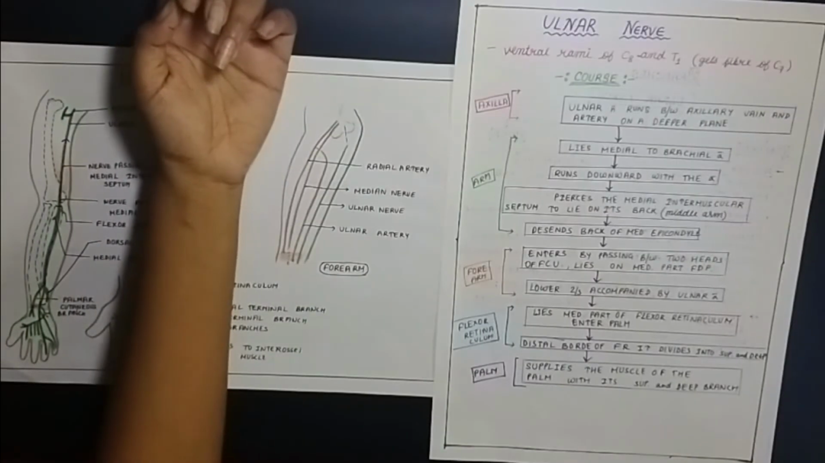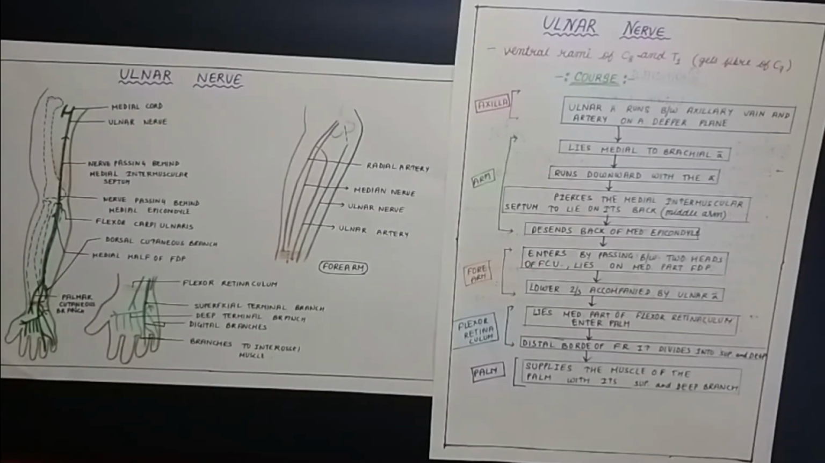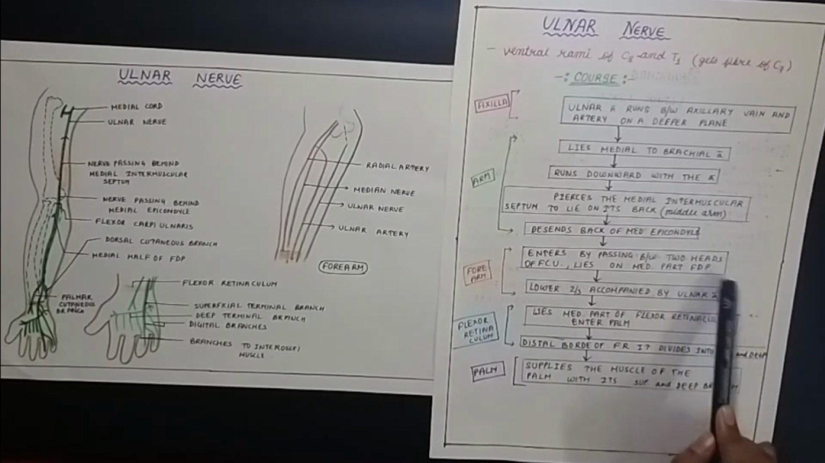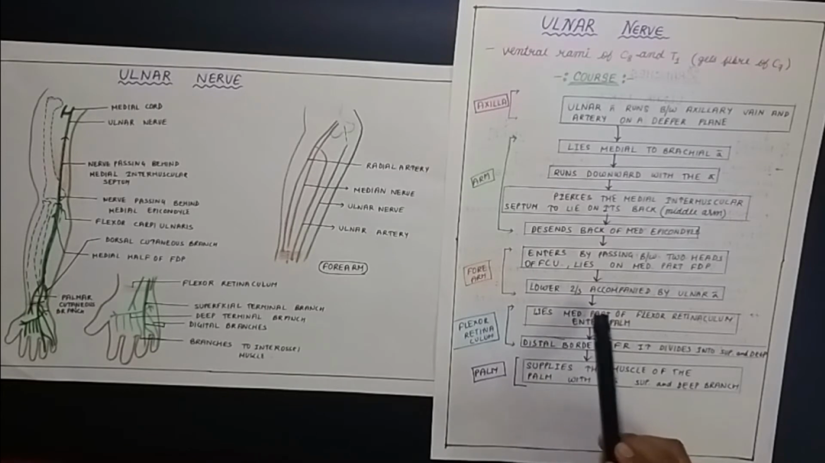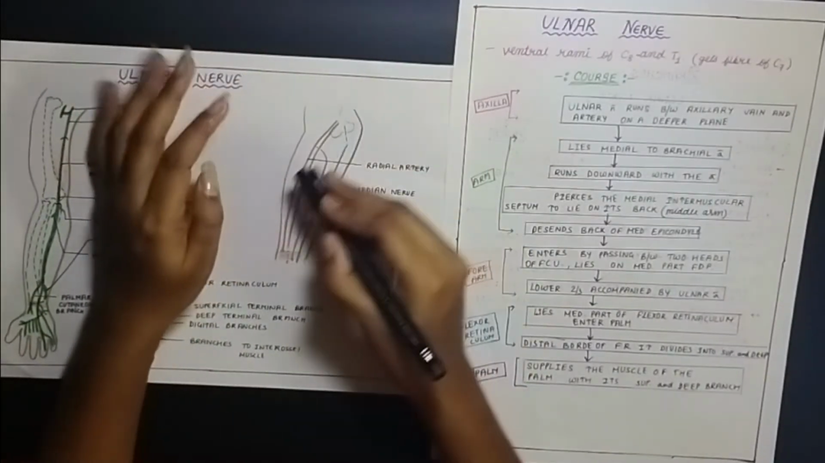Here, in the medial plane, you will find the ulnar nerve. Okay, next let's move. It enters by passing between the two heads of the flexor carpi ulnaris and lies on the medial part of the flexor digitorum profundus in the forearm, and then in the lower two-thirds it is accompanied by the ulnar artery. I have done this, look into this diagram.